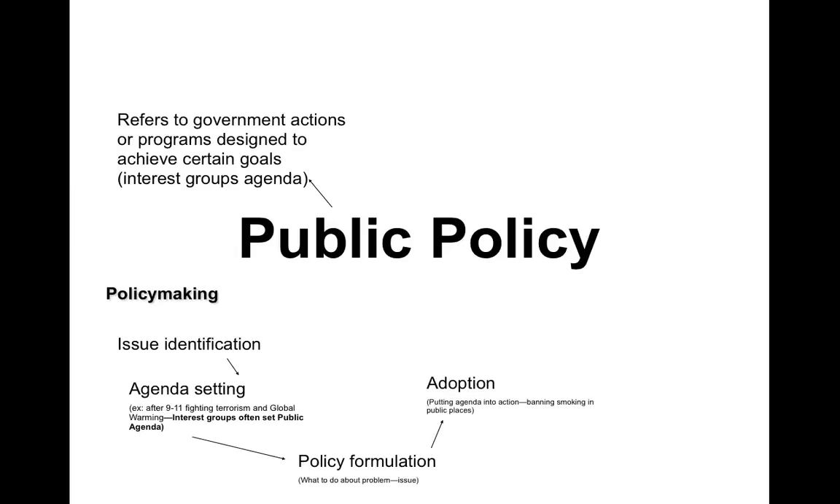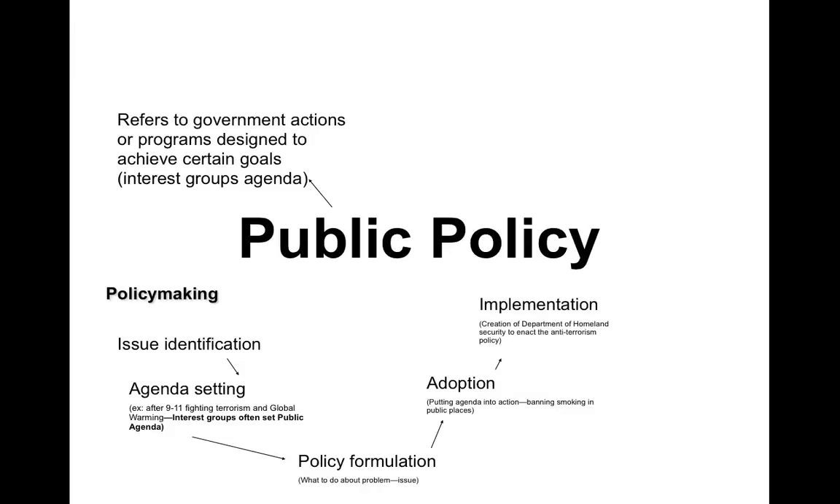Then putting agenda into action is the adoption: banning smoking in public areas. The banning of smoking in public areas would be the adoption of it, because for this problem, the issue is smoking in public areas. Agenda setting would be figuring out or stopping smoking in that public area. And then what do you do about the issue? You want to stop it from being in the public area. You adopt, then it becomes a law. That's what that would be.